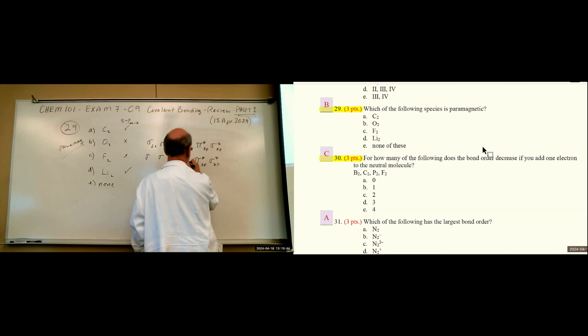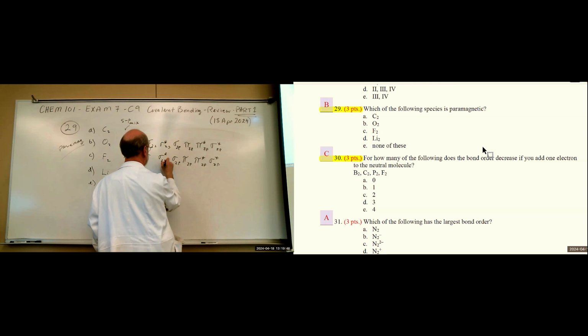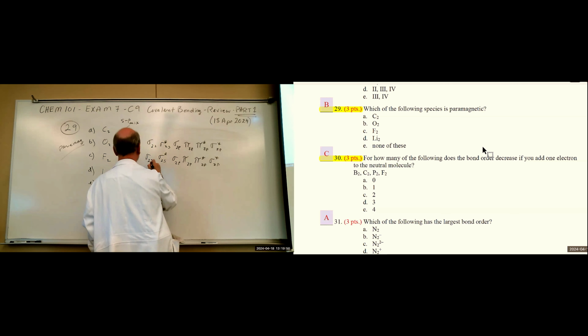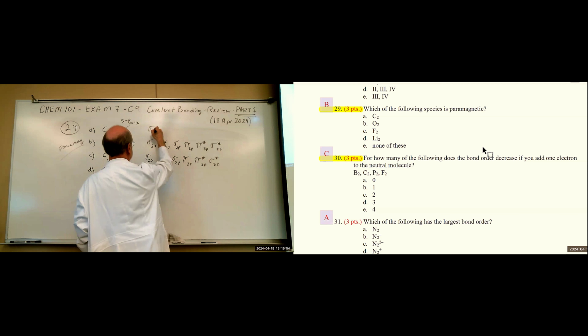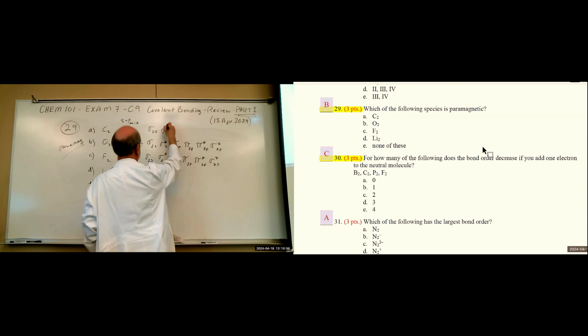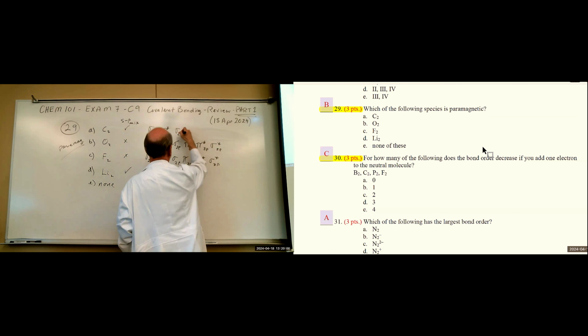2p, 2p, 2p, 2p star, 2s, and 2s. Then the ones with mixing are going to be the same for this part of the series. Then we're going to have this sigma 2p. Then we're going to have a, let's see.